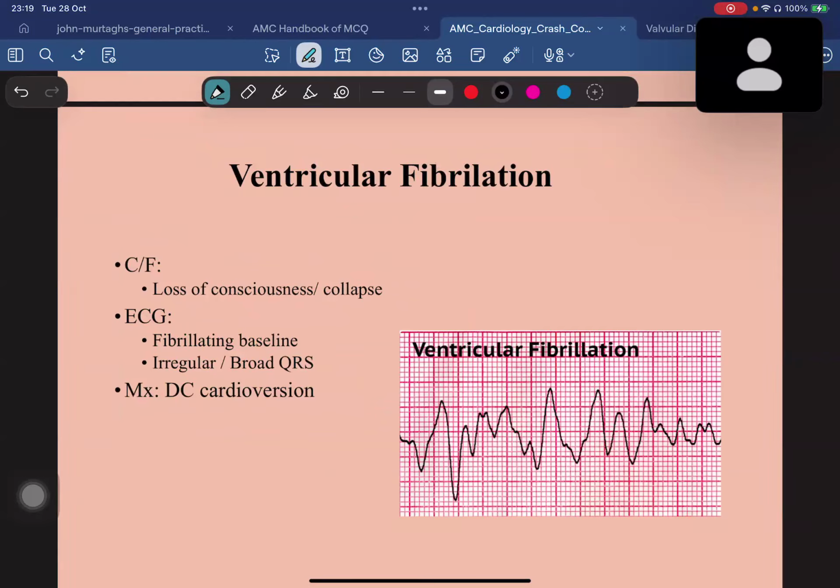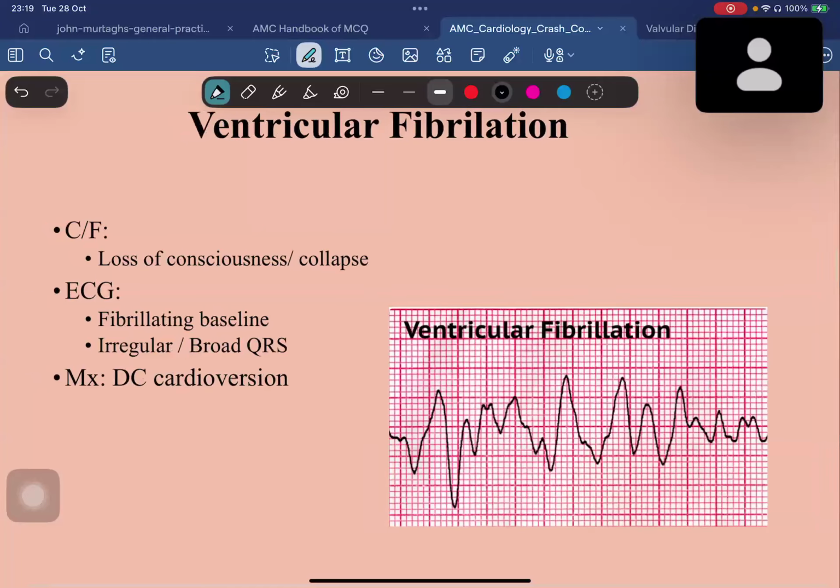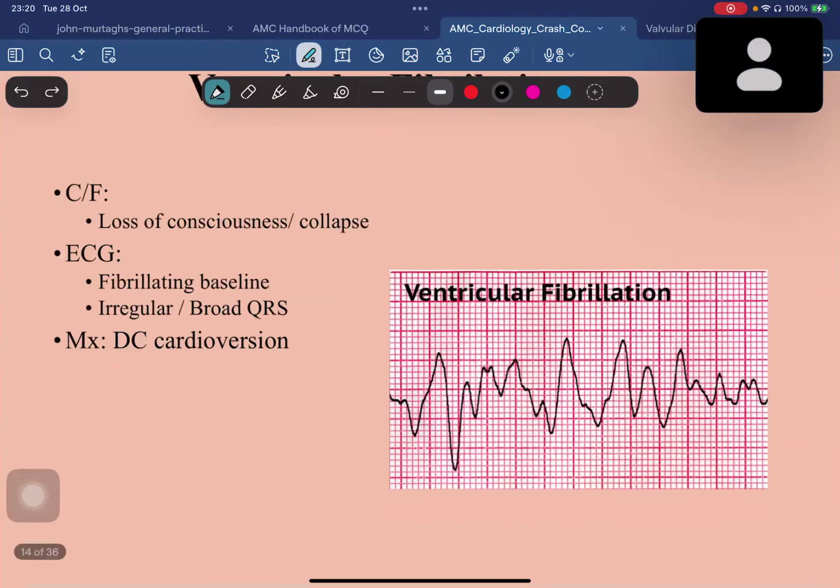And now we have ventricular fibrillation. The patient can present with loss of consciousness. The patient could be collapsed, and you can see a fibrillating baseline. In my head, ventricular fibrillation gives a very drastic appearance. It's irregular, it's broad. It just gives me the reminder to think of ventricular fibrillation now, with the clinical features as well. So this is the ventricular fibrillation ECG, and the management for this would be DC cardioversion.